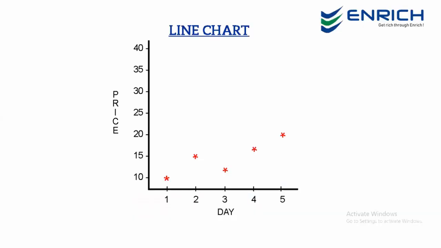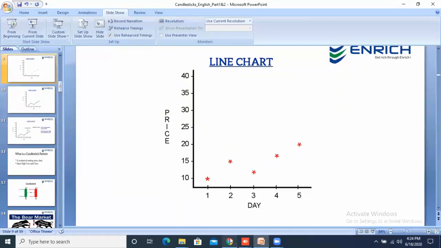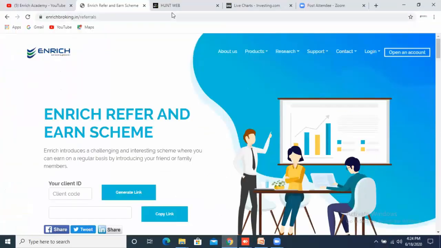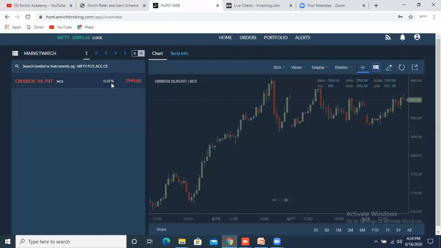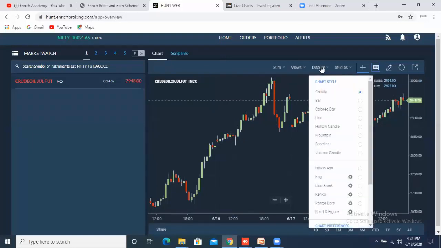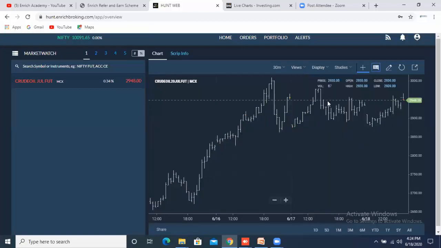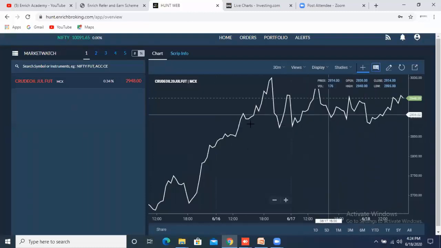Okay, so apart from candlesticks, there are different styles that you have in technical analysis. Let me give you a quick view of that. So this is a Market Watch page of the Web Hunt platform. Now, here in the display, you can see there are various styles, right? You have the bar. If you click bar, you get the bar chart. If you click line, you get the line chart, and various other charts, right?